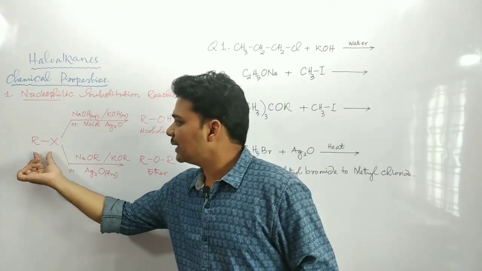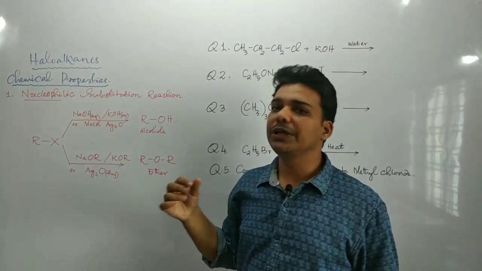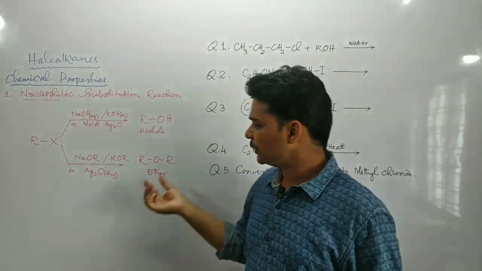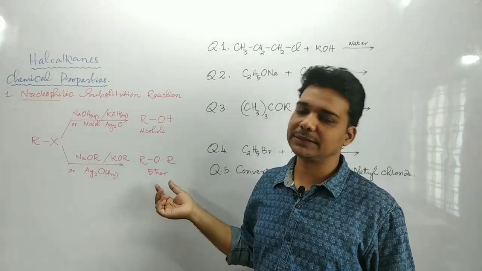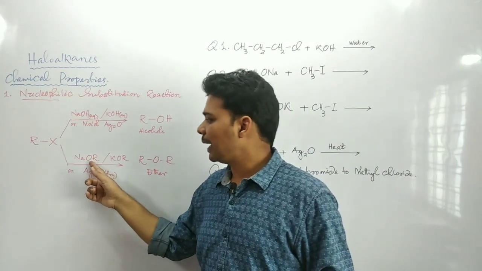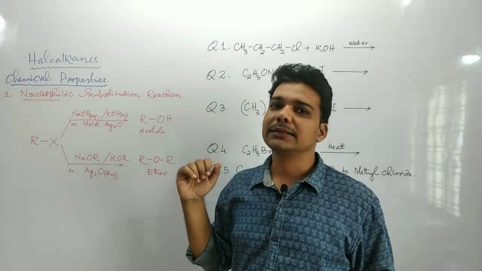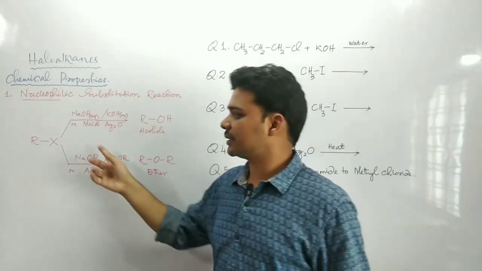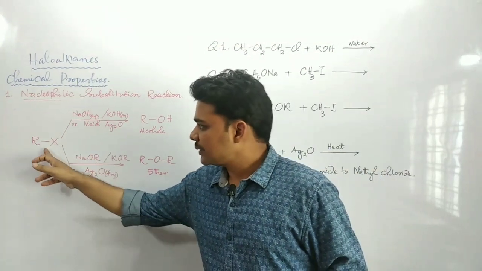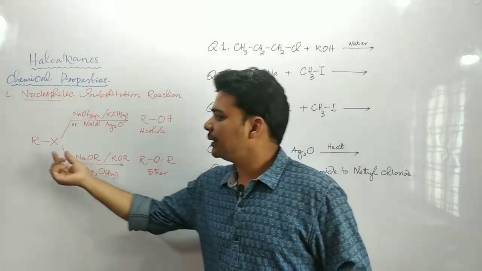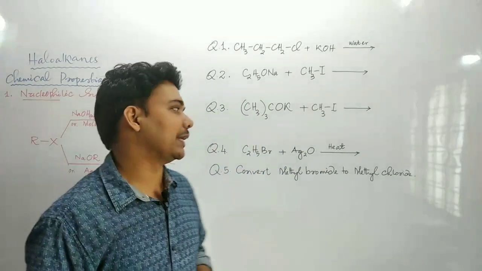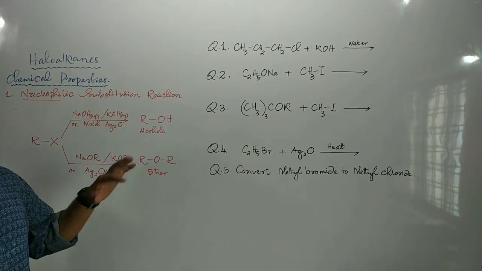Similarly, when alkyl halide is treated with sodium alkoxide or potassium alkoxide, then you will get ether. This is Williamson's ether synthesis, where the alkoxide ion, the nucleophile, will substitute the halide ion. Also, this reaction can be carried out by heating alkyl halide with dry silver oxide such that ether could be formed.